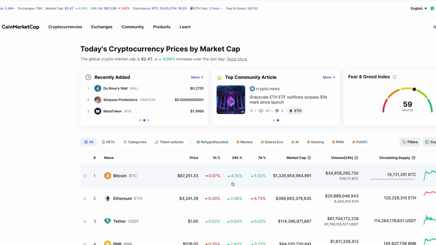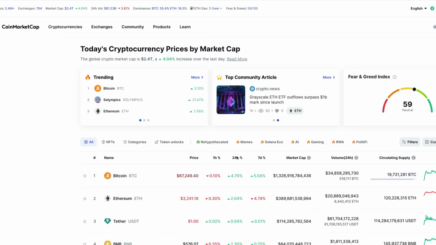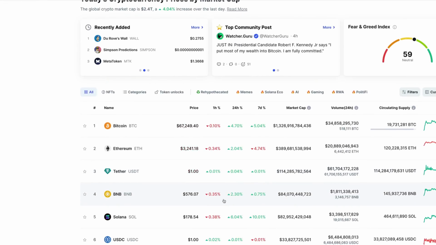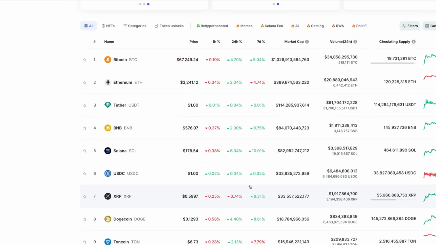Bitcoin is up 4.74% in the last 24 hours officially. Ethereum is up 2.04. We've got BNB coin up 2.3. Solana's up 6.04. XRP, guys, has taken a bit of a hit, although XRP has been performing very, very well over the last 7 days. So I'm not too concerned about this.